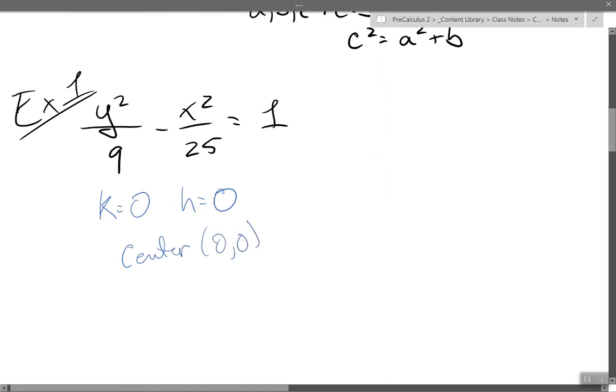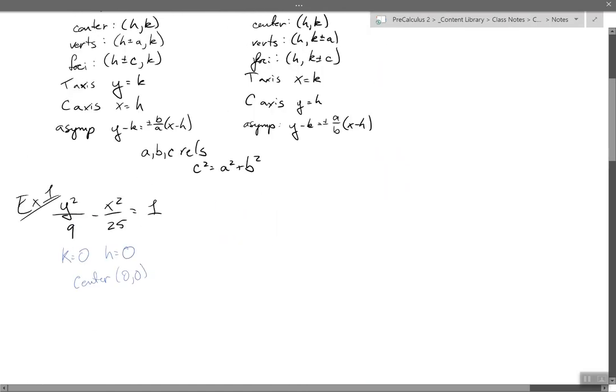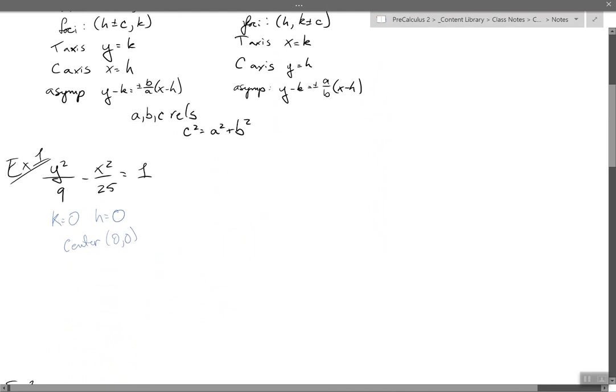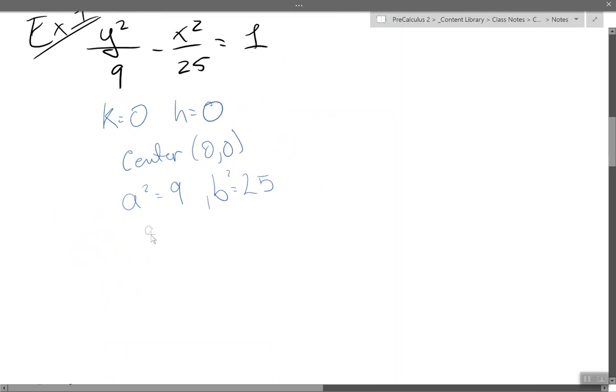Okay. Then the quantity under the y is 9. So that will be a squared. So a squared is 9. B squared is 25, which means that a is 3 and b is 5.